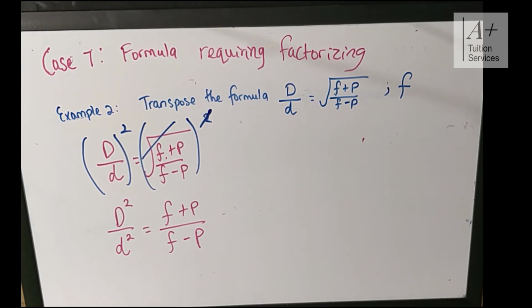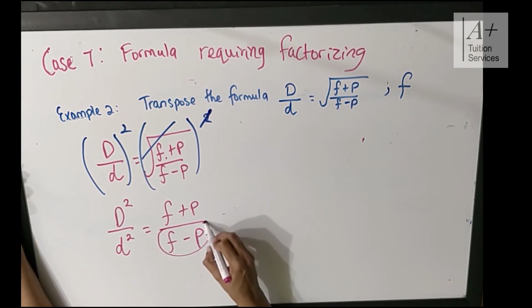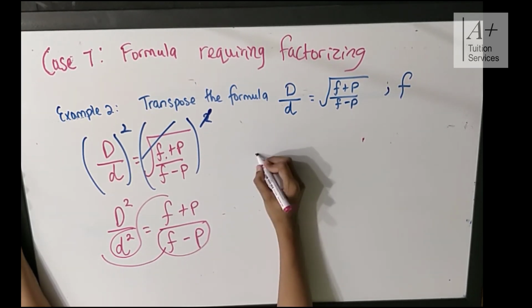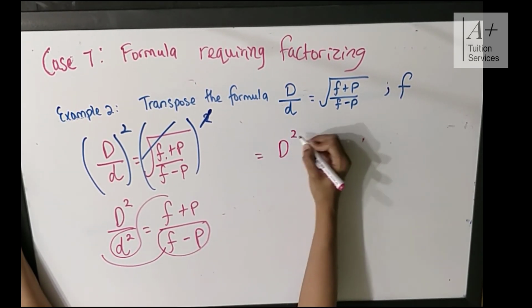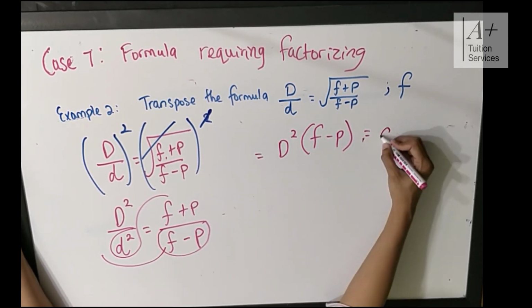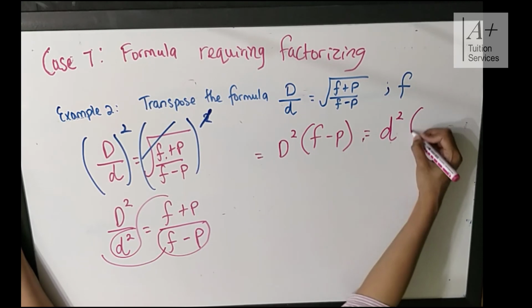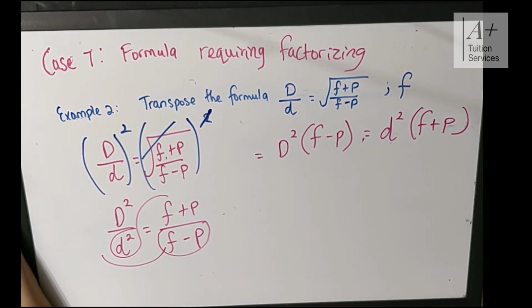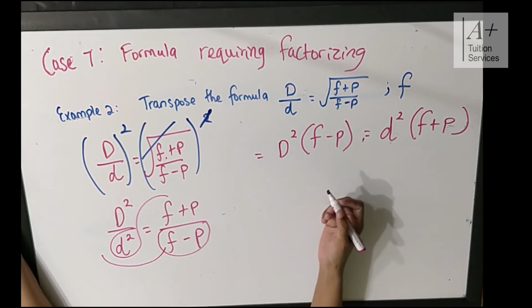The next thing we want to do now is cross multiply both sides. We want to bring across f minus p here, and we want to take this d and bring it up here. So now we will end up with D squared times f minus p is equal to common d squared times f plus p. Okay? So now it will look like this.